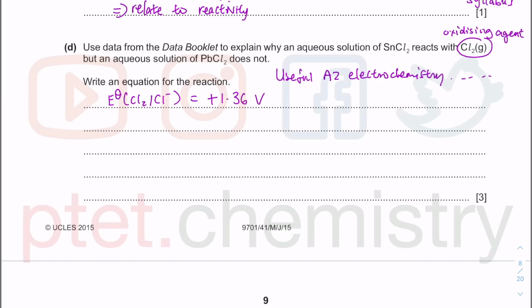And then you are trying to use this as an oxidizing agent, so you're oxidizing the Sn2+ to Sn4+. So we're looking at the Sn4+ on the left hand side, because everything in the data booklet, the E0 value shows you reduction potential. So we have E0 of Sn4+ and Sn2+, and that gives me plus 0.15 volt, whereas the E0 of Pb4+ and Pb2+ gives me plus 1.69 volt.